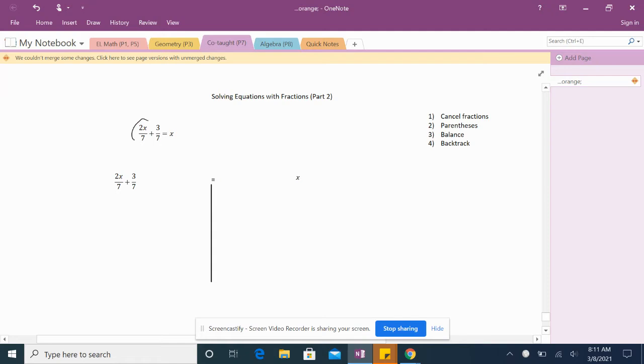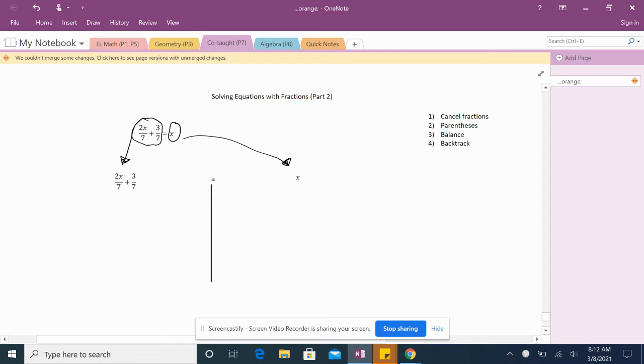I can put the left part of the equation here on the left, and the part on the right.